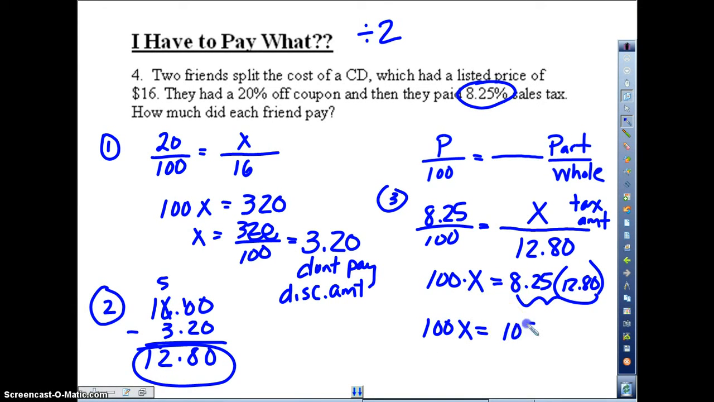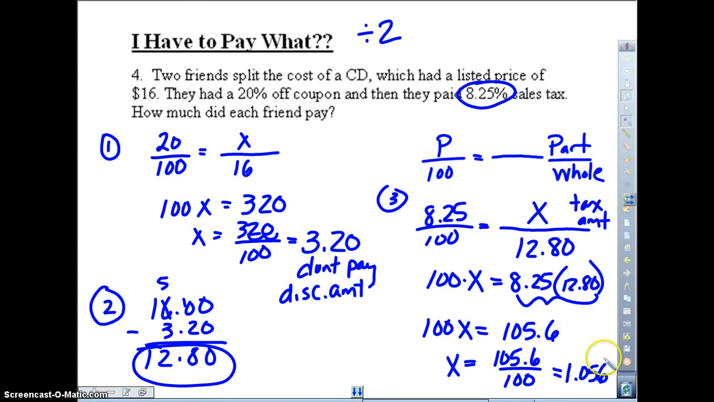Did you get 105.6? Okay. This is showing your work. Now, how do I find out what X is? I'm going to take 105.6 and divide by 100. Did you know that dividing by 100 moves the decimal point 2 places which way? Yeah, to the left. If I move it 2 places to the left, I get 1.056. That's our tax amount, but we have to round to the hundredths place.